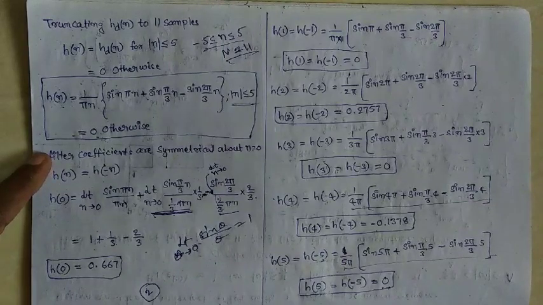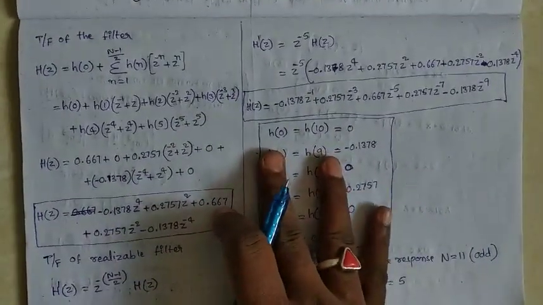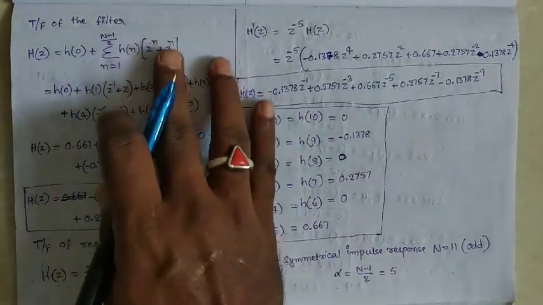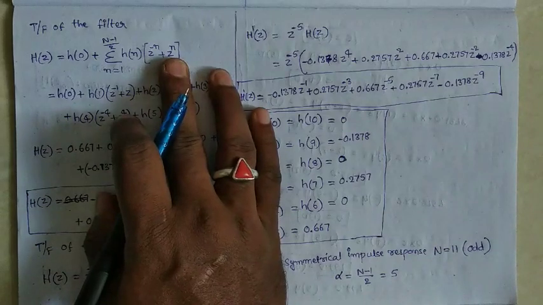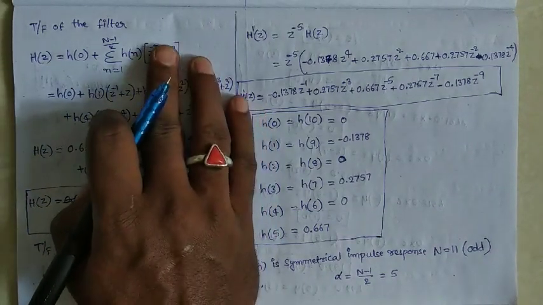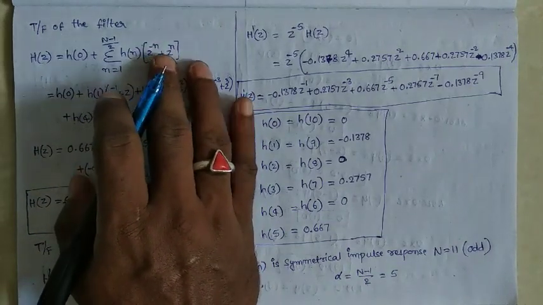In the third step we are determining the transfer function of the filter, the transfer function of the non-causal filter. Here we are determining it by using the Fourier series method.